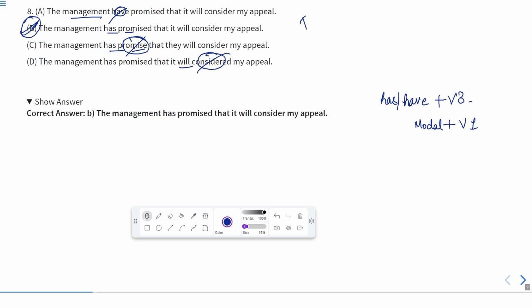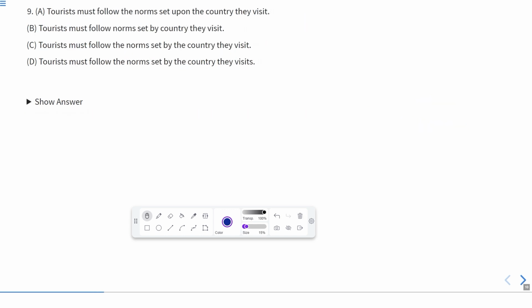Okay, now let us move to the next one. Here we'll move to the next one now. These are again four sentences. This is the 9th question. Now let us read each and every sentence one by one. The first, A, is: tourists must follow the norms set upon the country they visit. B is: tourists must follow norms set by the country they visit. C: tourists must follow the norms set by the country they visit. D: tourists must follow the norms set by the country they visits.